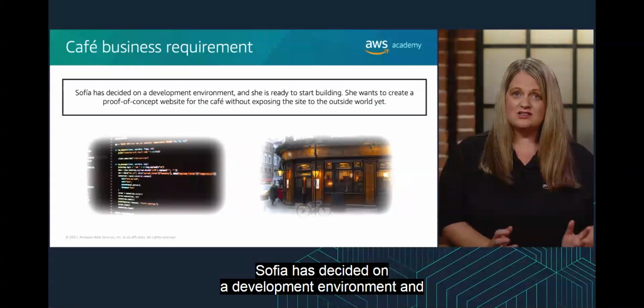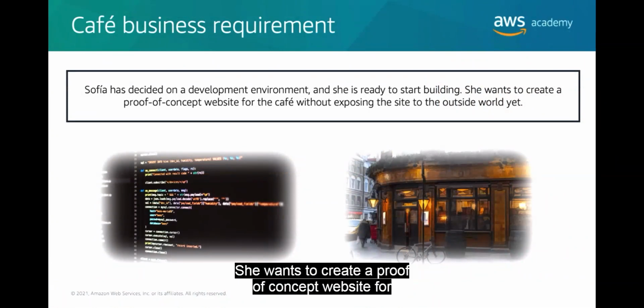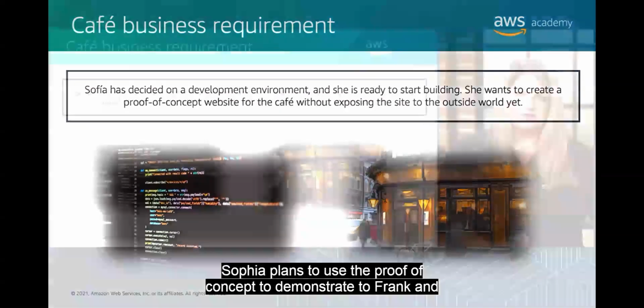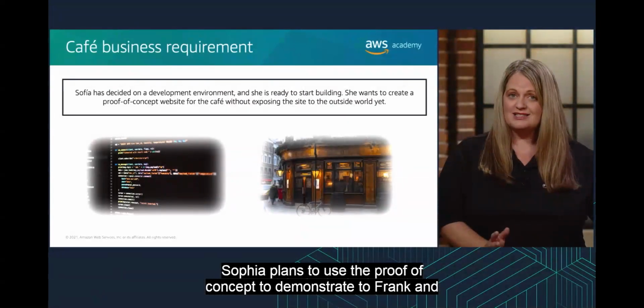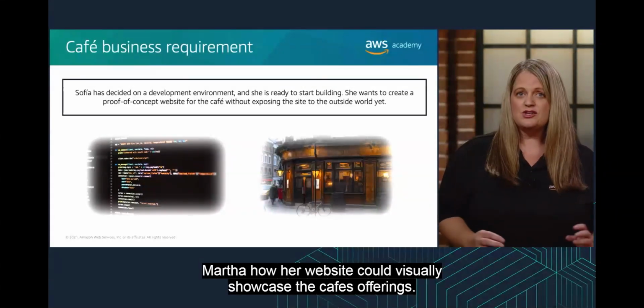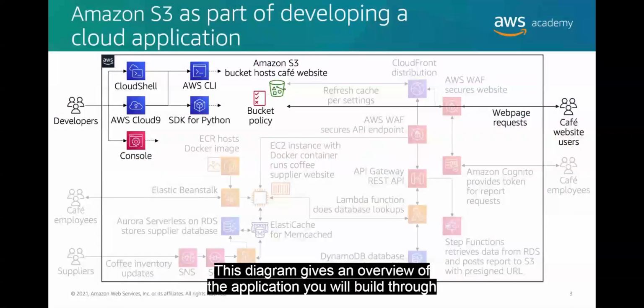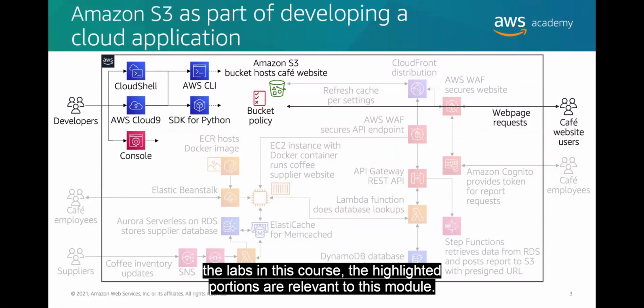Sophia has decided on a development environment, and she's ready to start building. She wants to create a proof of concept website for the cafe without exposing the site to the outside world yet. Sophia plans to use the proof of concept to demonstrate to Frank and Martha how a website could visually showcase the cafe's offerings. This diagram gives an overview of the application you will build through the labs in this course. The highlighted portions are relevant to this module.